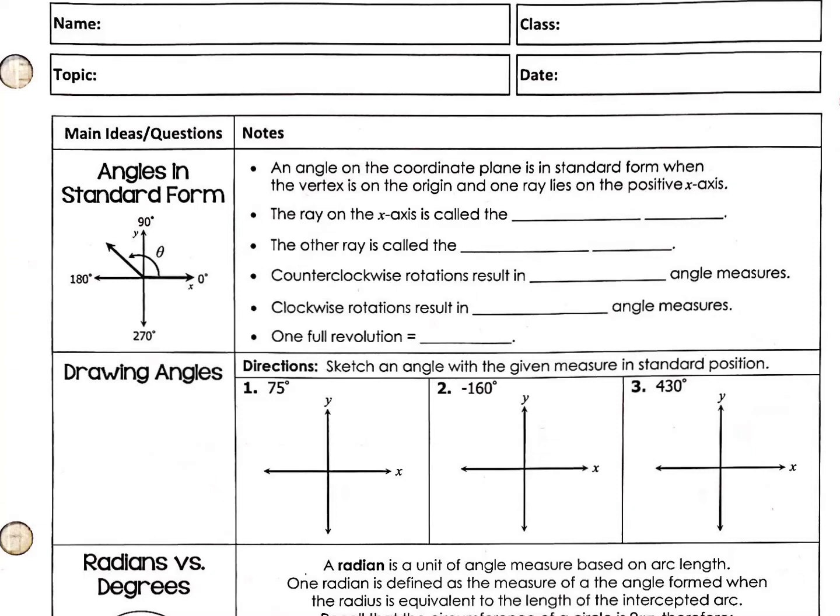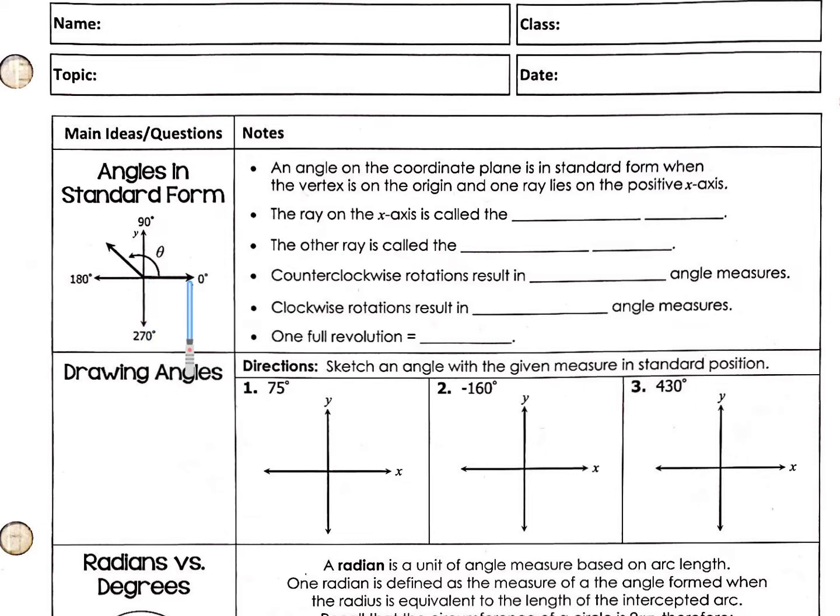So today we're going to look at the first half of lesson 13.3, which is basically the difference between radians and degrees, angles in standard form, and converting degrees to radians and radians to degrees. So let's start off with angles in standard form.